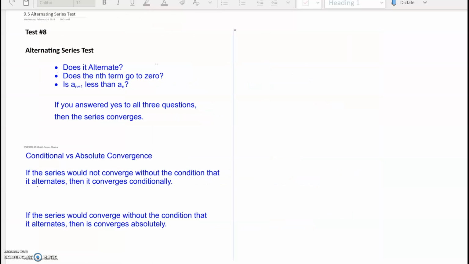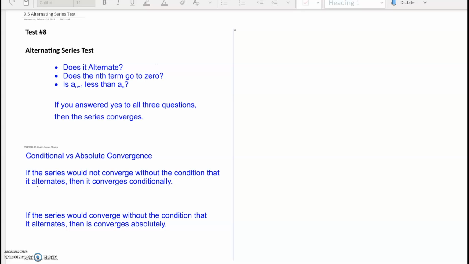Okay, everybody, I am going to do my very best to teach you the alternating series test without being here. It's a pretty straightforward test. The first thing you ask yourself is, does it alternate?